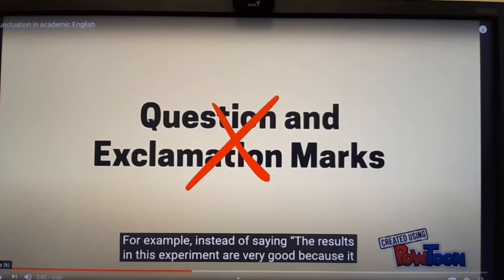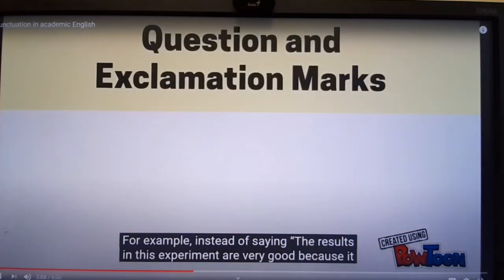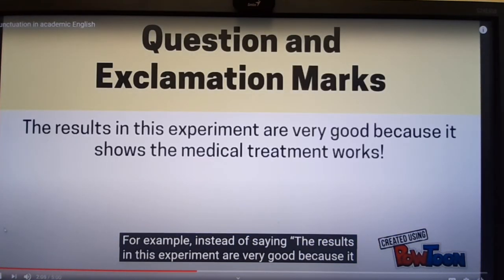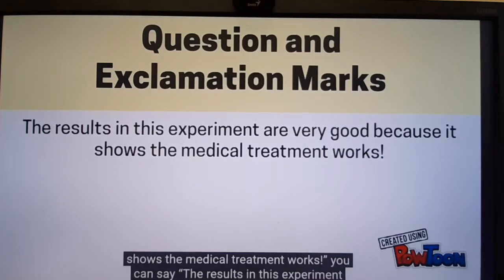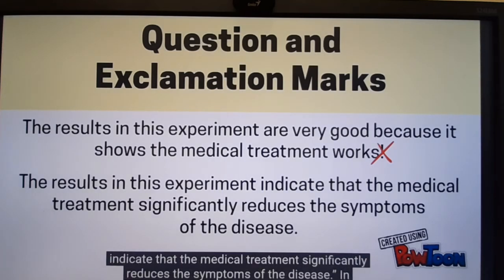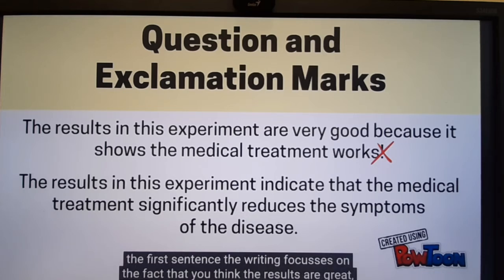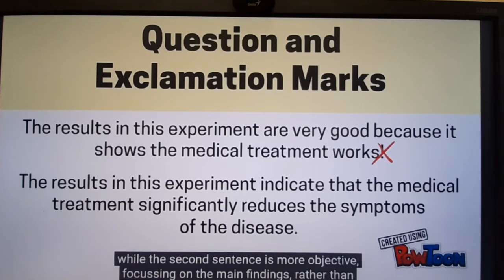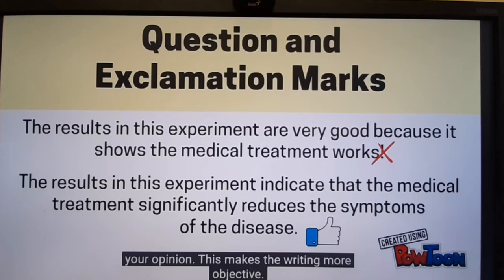For example, instead of saying, "The results in this experiment are very good because it shows the medical treatment works," you can say, "The results in this experiment indicate that the medical treatment significantly reduces the symptoms of the disease." In the first sentence, the writing focuses on the fact that you think the results are great, while the second sentence is more objective, focusing on the main findings rather than your opinion. This makes the writing more objective.